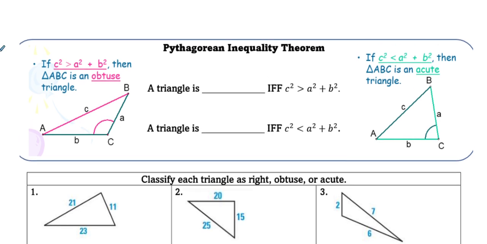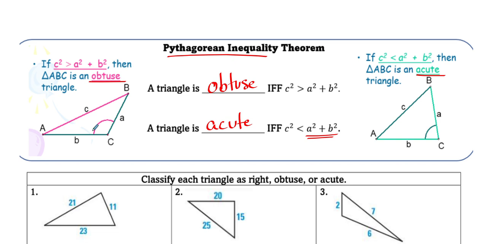All right, the Pythagorean inequality theorem will help us decide what type of triangle we have. So we're going to classify a triangle as either obtuse or acute, or we could say it's a right triangle if it's equal on both sides. But if they're not equal, it's either going to be obtuse or acute. If c squared is greater than the sum of the two small sides squared, then it's an obtuse triangle. And if c squared is less than the sum of those two short sides squared, then it's an acute triangle.